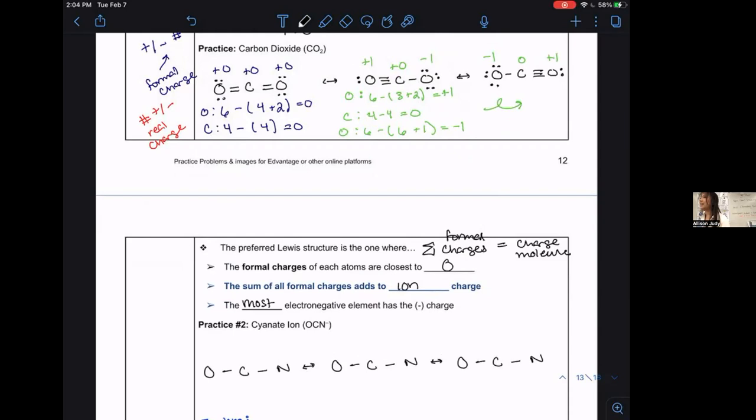So why does carbon dioxide have the preferred structure of 2 double bonds? It adds up to 0. Everybody has a 0. The most electronegative charge, we don't even have a negative, so it doesn't even matter. Boom, that's the better one.